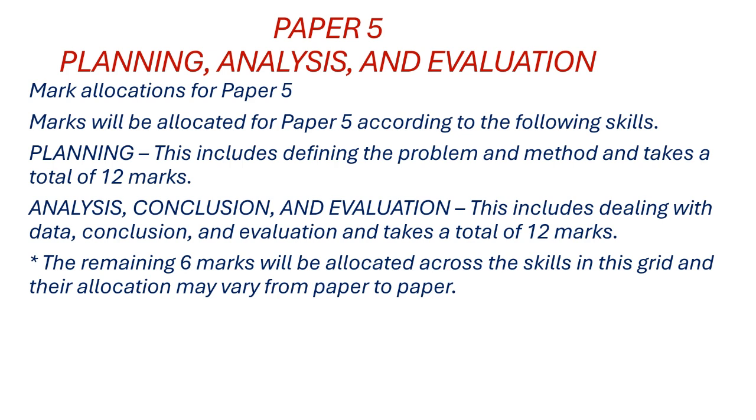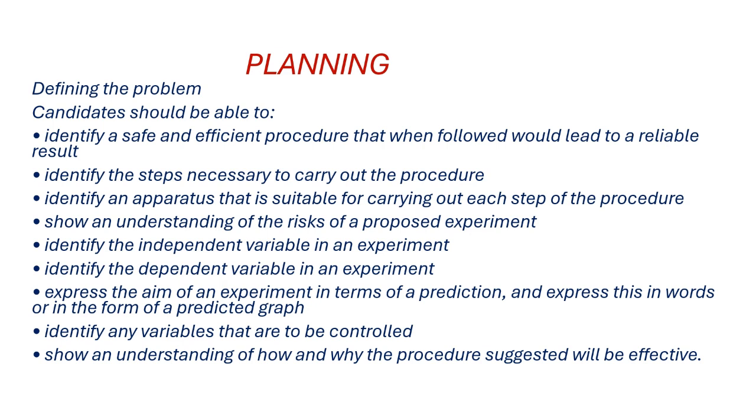The remaining 6 marks will be allocated across the skills in this grid, and their allocation may vary from paper to paper. Planning. Defining the problem. Candidates should be able to identify a safe and efficient procedure that when followed would lead to a reliable result. Identify the steps necessary to carry out the procedure. Identify an apparatus that is suitable for carrying out each step of the procedure. Show an understanding of the risks of a proposed experiment.